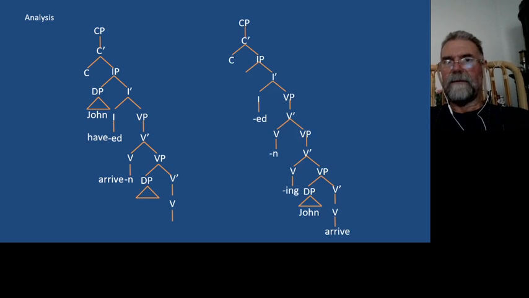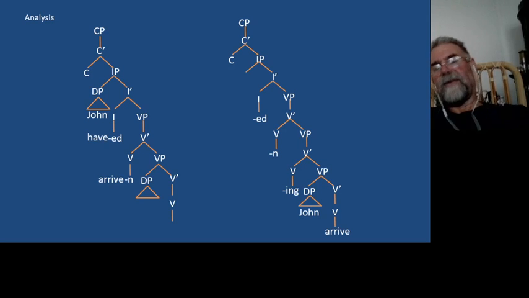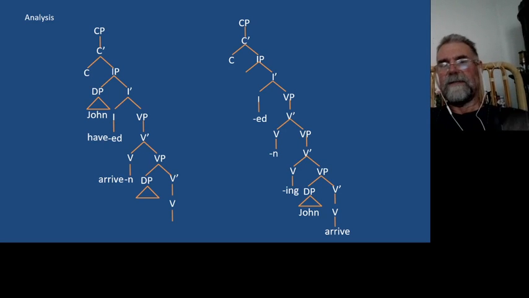Okay, let's look at a slightly more complicated version. This time we've got not just the perfect n, but we've got the ing. Okay, note that there's an order to these elements here. The perfect is the higher one, the ing is after that. If we had the passive as well, that would be lower down still. So there's an order that these elements are put in the hierarchical structure. Perfect is the highest, progressive is the next, and passive is the lowest, and then comes the main verb.